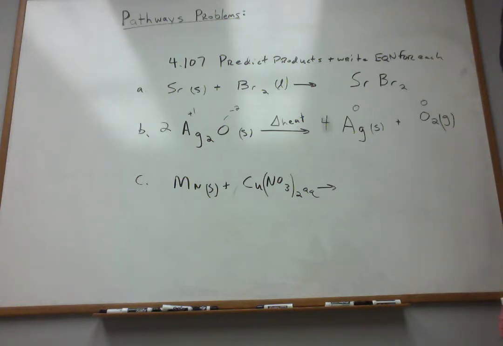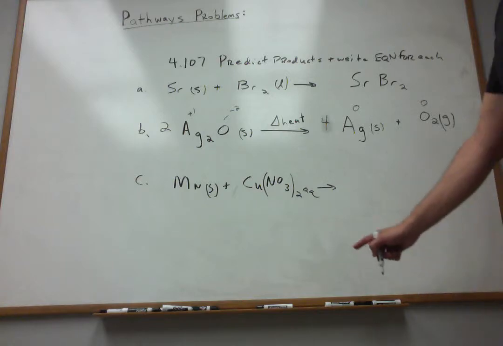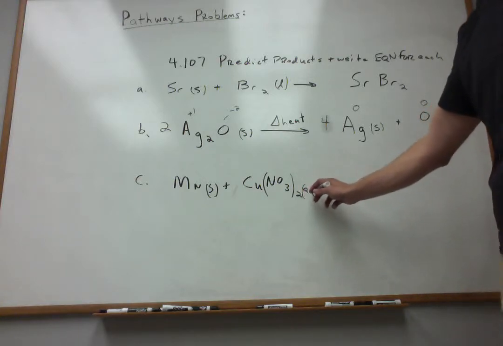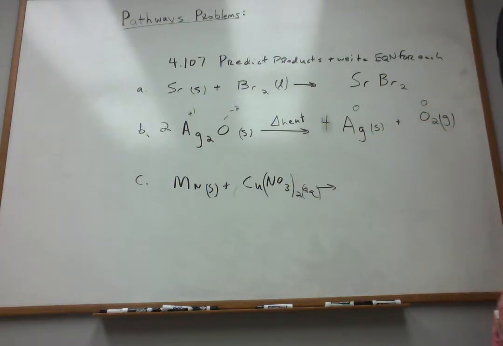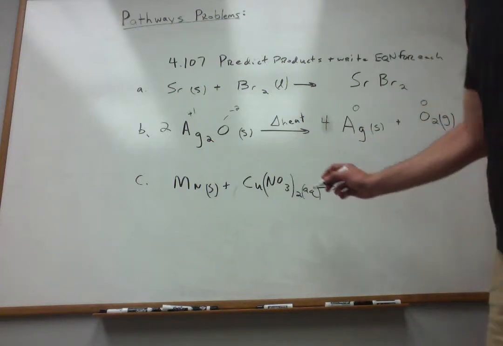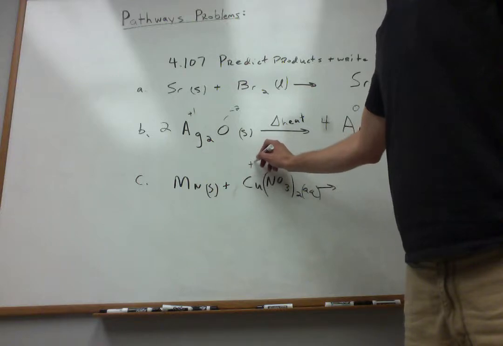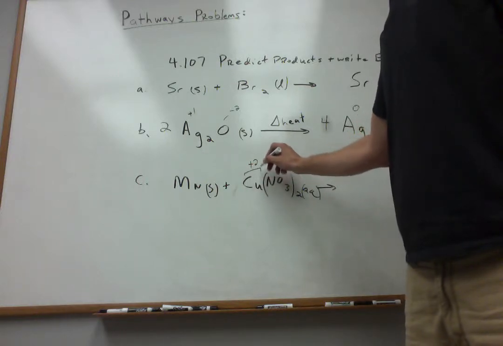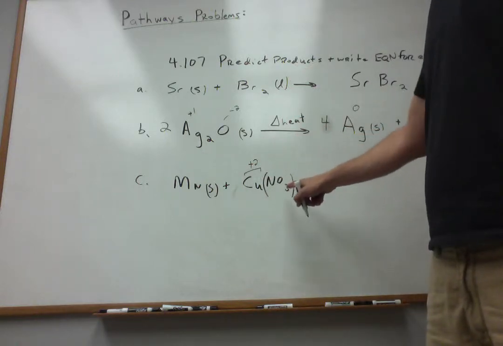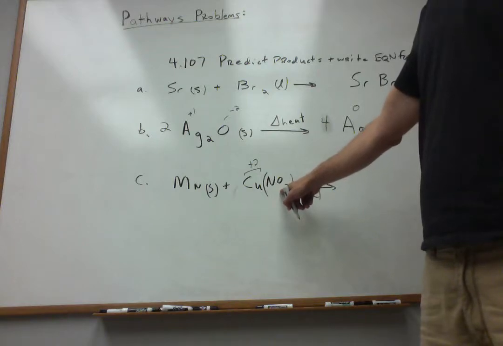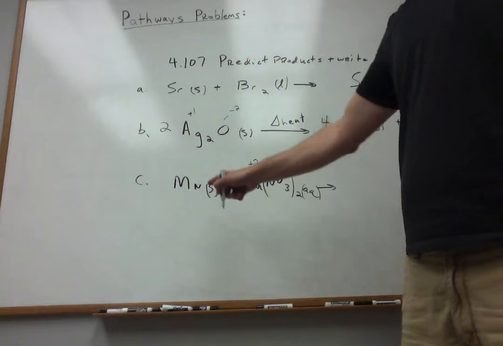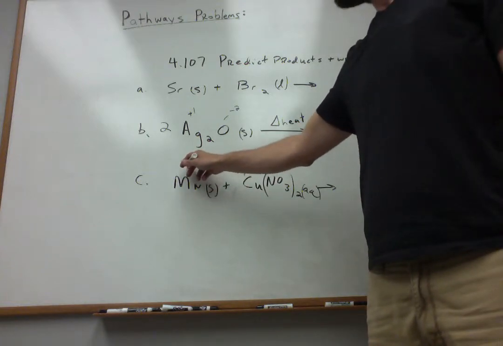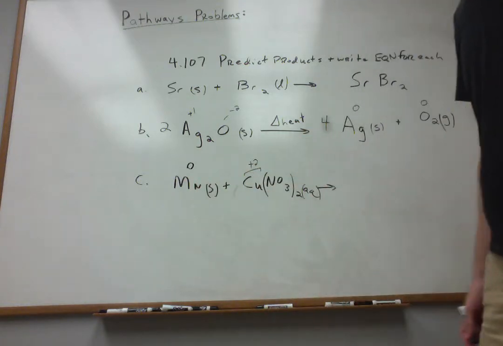Manganese solid gets thrown into a beaker of aqueous copper nitrate. The copper oxidation state here appears to be +2, which is the typical case for copper, because each one of the nitrate ions is -1. Manganese, the original oxidation state here is 0 because it's an element in its uncombined form.